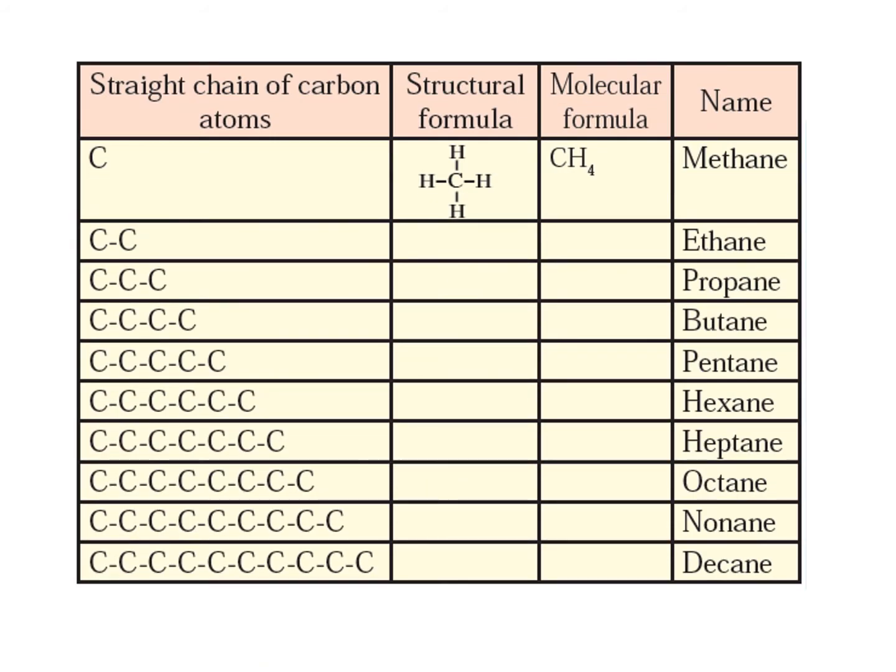Few examples, this table is already mentioned in your textbook. Straight chain of carbon atom, if you see the first one, structural formula C with 4 bonds on the sides of carbon. The molecular formula is CH4. The name is methane. This methane to decane is your series of carbon atoms in the alkane group. So methane starts with one carbon till we move to decane having 10 carbon atoms.